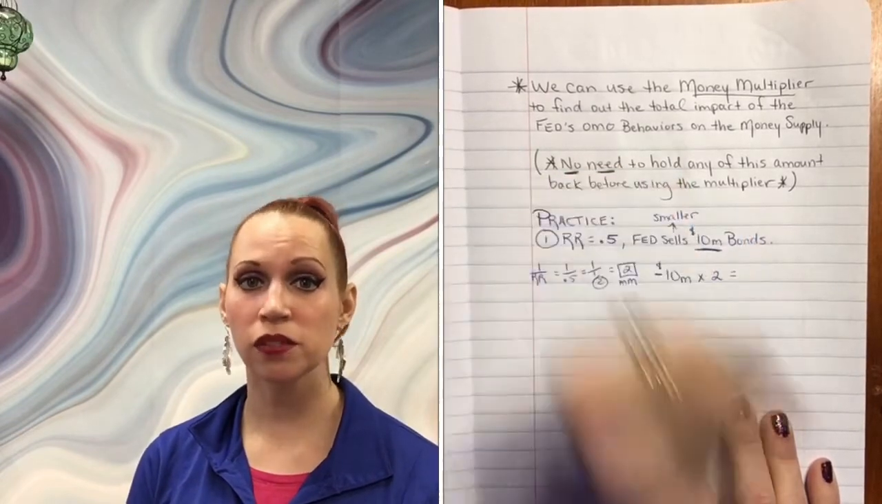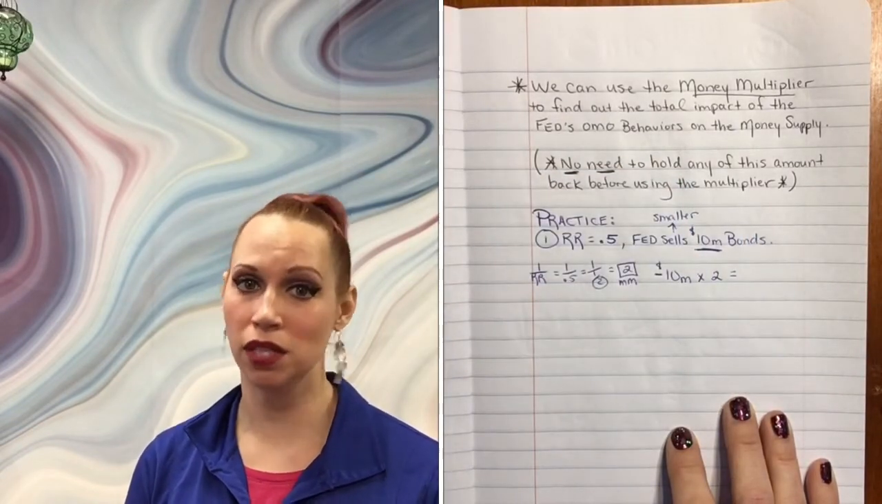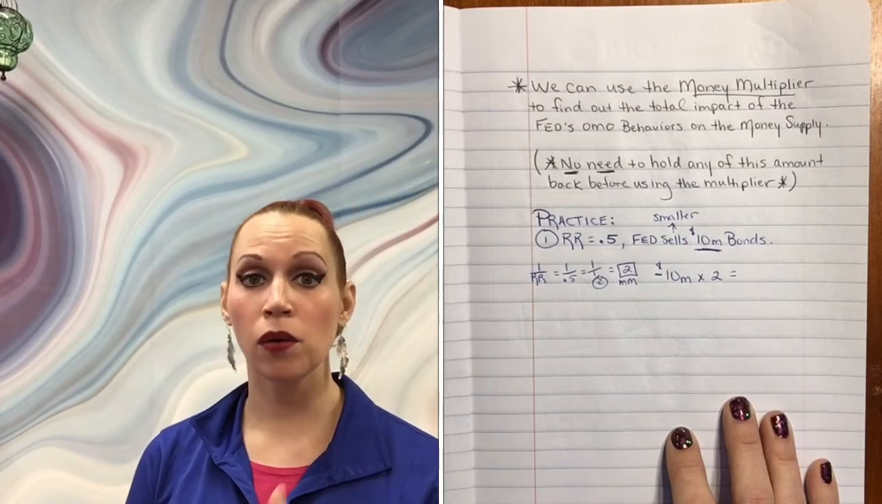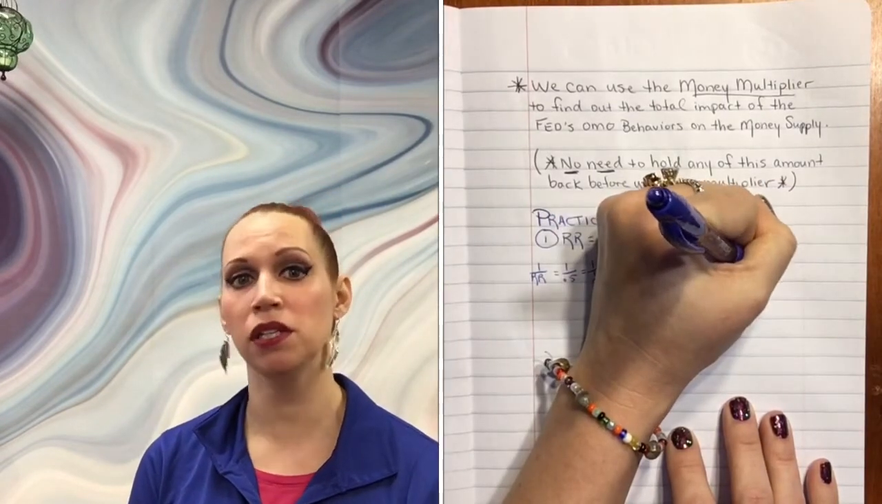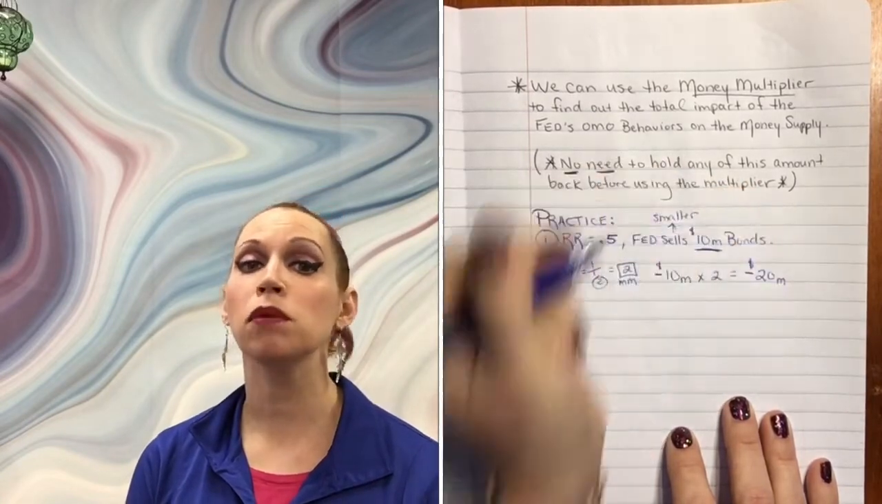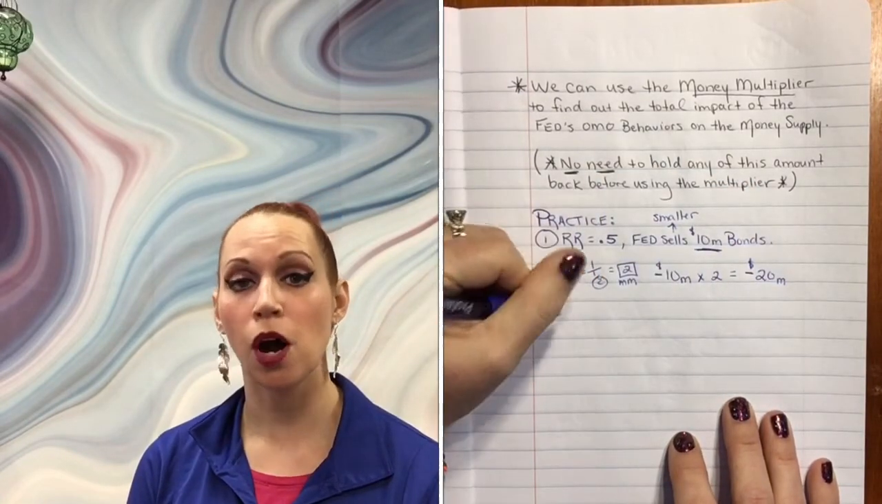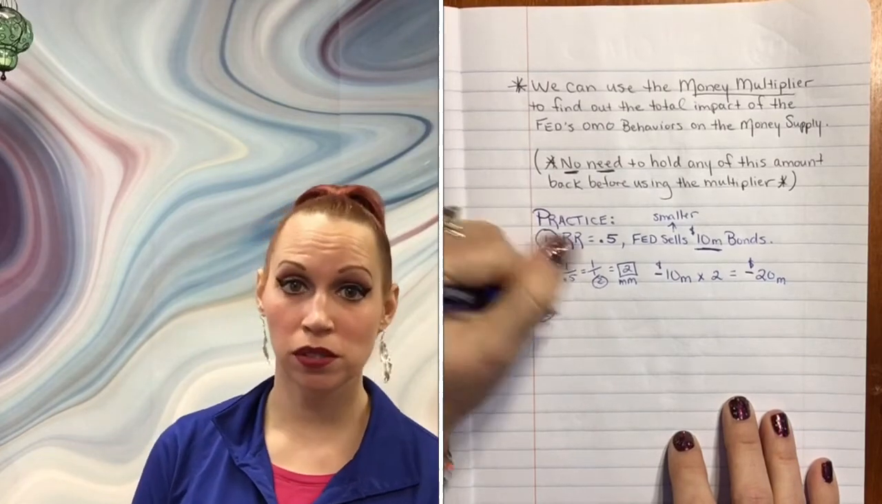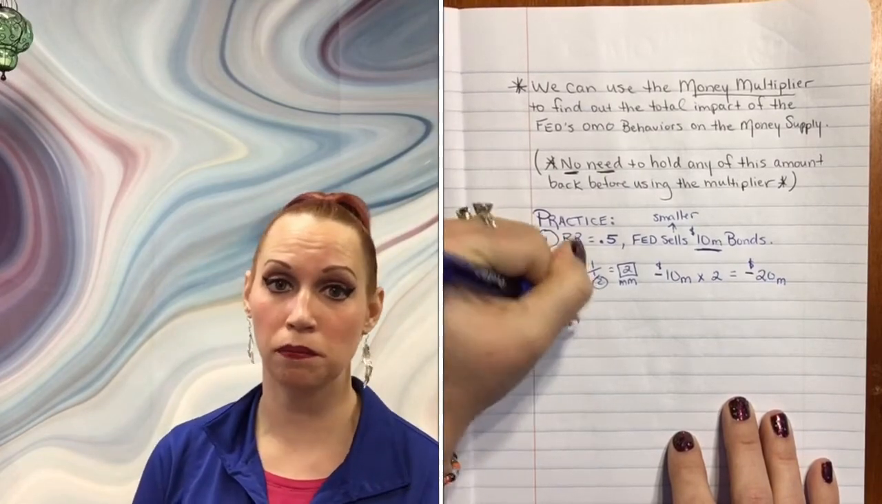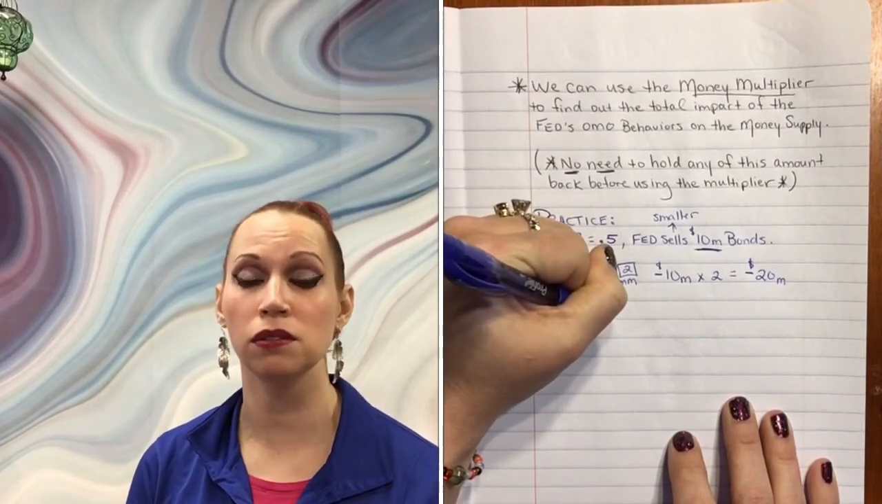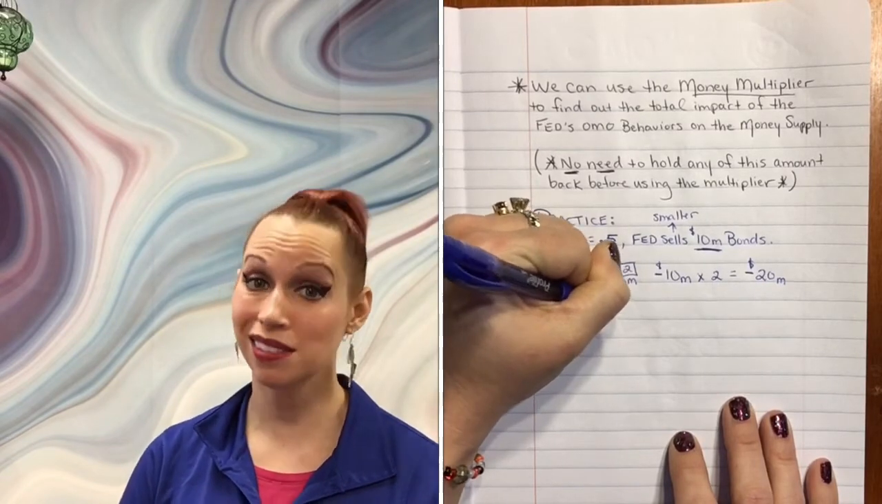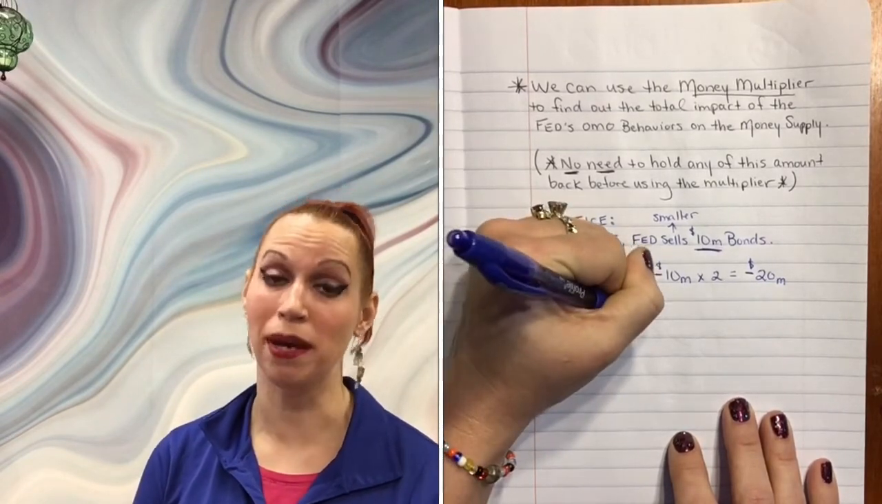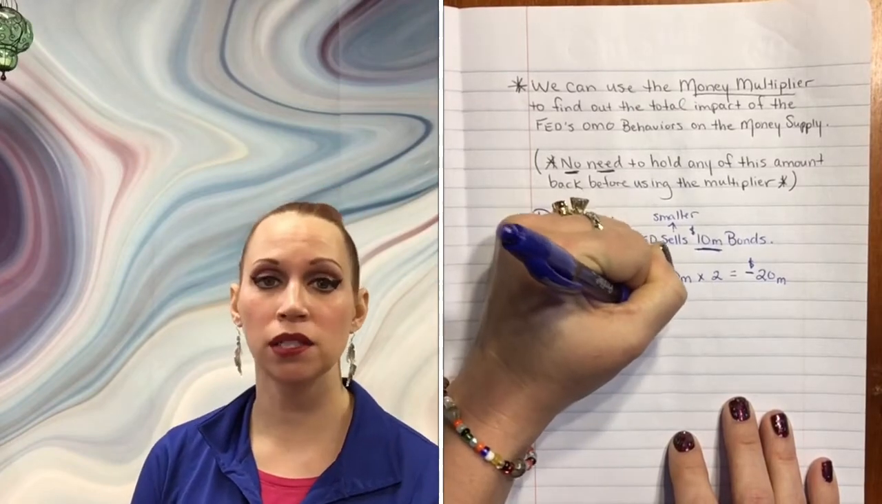Since the Federal Reserve is literally taking money out of the M1 money supply, we're going to take that full $10 million of bonds that they're selling, that they're pulling out of circulation, we're going to multiply that by 2, our money multiplier. So if the Federal Reserve sells $10 million worth of bonds and our money multiplier is 2, that means that their action has decreased the M1 money supply by $20 million. Well, let's try another example.